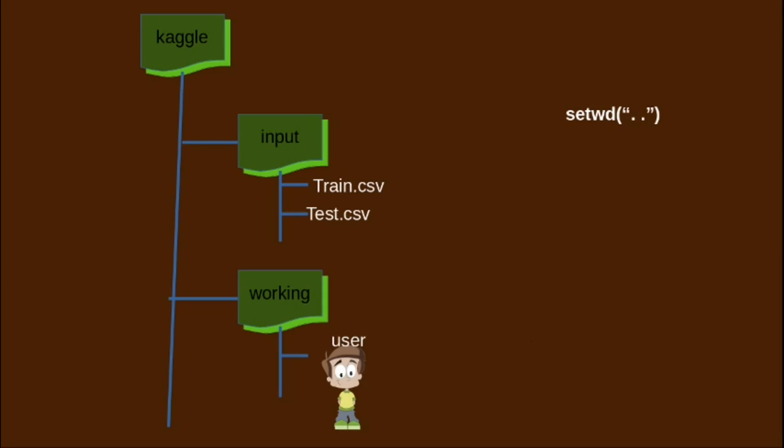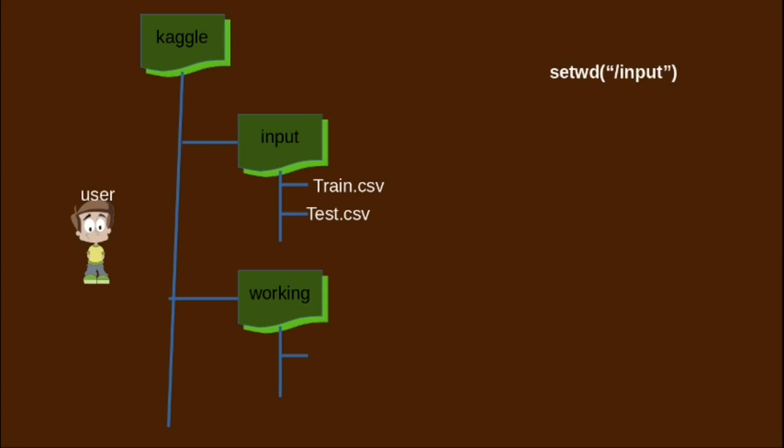How can you do that? You see the command setwd, I write it, and by writing this command, users can go there. Why am I writing two dots here? Because users have to go up two levels. That's why I am writing two dots.